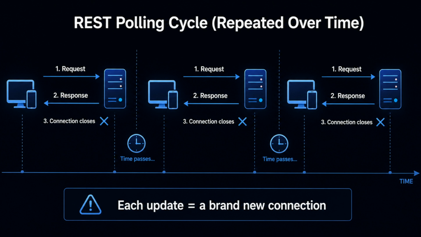REST is not a bad technology. It's genuinely excellent for a huge range of tasks. Placing an order, checking your account balance, pulling historical price data, cancelling a trade. These are all things you ask for once and need once. REST handles them perfectly. The problem only appears when you try to use a request-response model for something that needs to feel continuous and live. Asking for a price update 100 times a second is wasteful, slow, and creates unnecessary load on both sides of the connection.